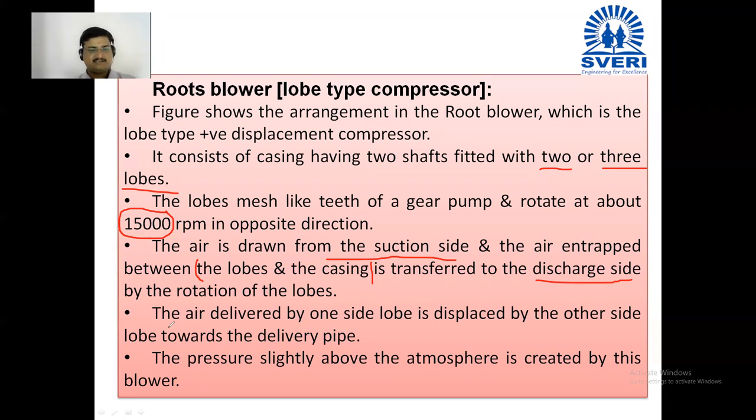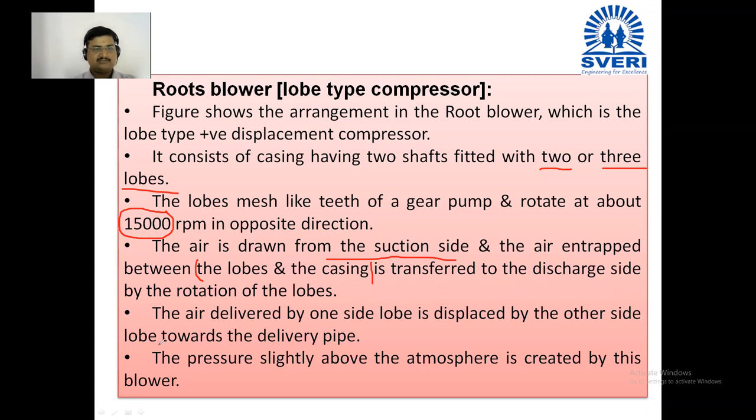Okay, it is displaced. And the air delivered by one side of the lobe is dispatched by the other side towards the delivery pipe. At the other end, the delivery side, we fit a delivery pipe, and the air is taken out through the delivery pipe. The pressure of the air compressed through the lobe type of compressor is slightly greater than the atmospheric pressure. The air or gas coming out of it has a pressure slightly higher than atmospheric pressure. So this is about the root type of blower.